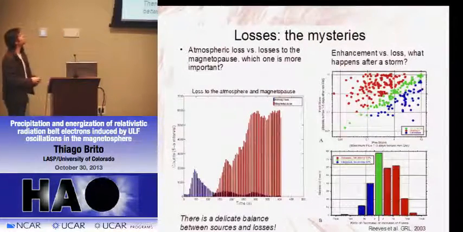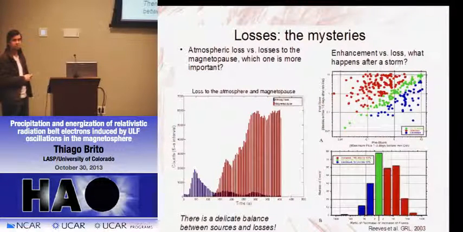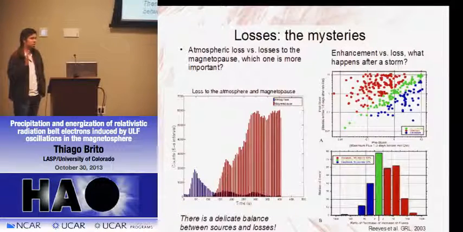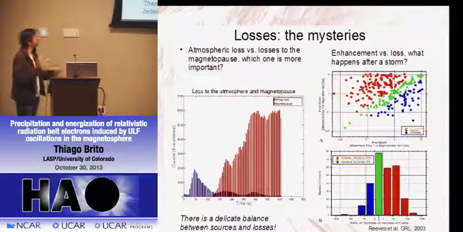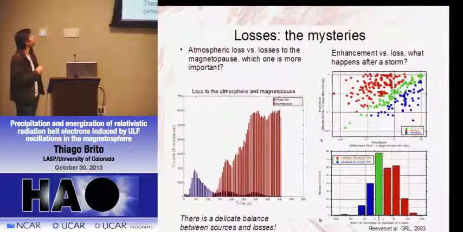Okay, so about losses, there are two big questions that we usually try to address when talking about radiation belts. One is, which one is more relevant? Is it the atmospheric loss, where while it's bouncing it gets too close to the atmosphere and gets lost, or the magnetopause loss that happens when the magnetosphere is compressed due to a shock? So this question is still open, and it probably depends on the storm.